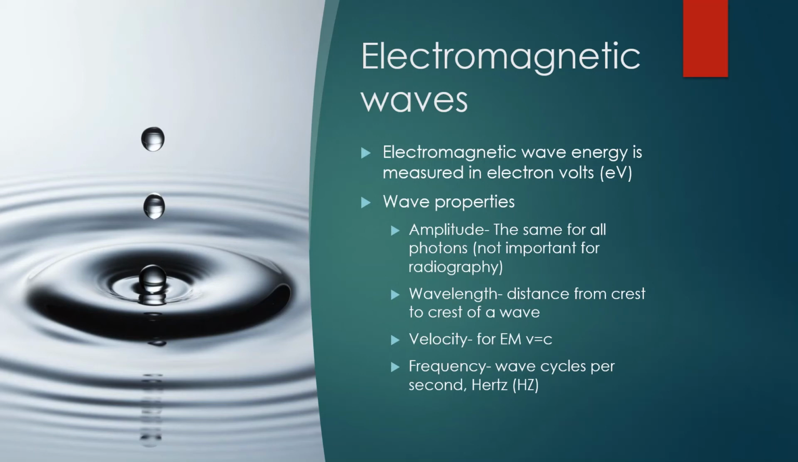Wavelength is the distance from crest to crest of a wave, measured in units of meters, or small units like nanometers or angstroms. And velocity is the same for all electromagnetic waves. It's the speed of light, 3 times 10 to the 8th meters per second. And then frequency. Frequency is the number of wave cycles per second, measured from a given point. So you pick a point in space, and the number of waves that pass that point per second is the frequency. 1 hertz is defined as 1 cycle per second.